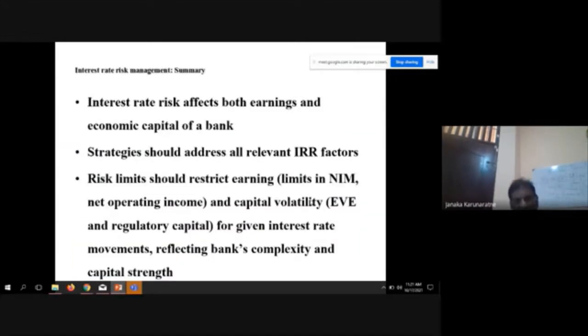So basically, in summary, interest rate risk affects both earnings and economic capital. So a strategy should address all interest rate risk factors. Risk limits should restrict earnings or capital volatility, that is NIM, net operating income, equity value, and regulatory capital for given interest rate movements, reflecting the bank's complexity and capital strength.